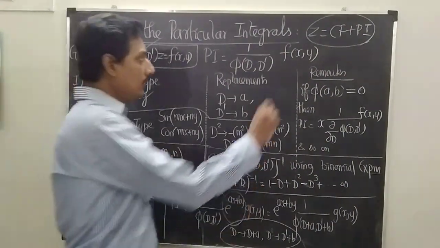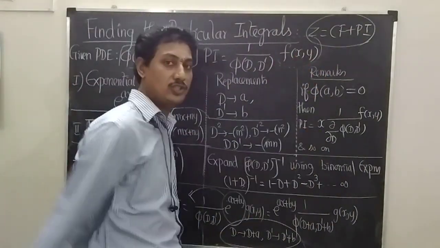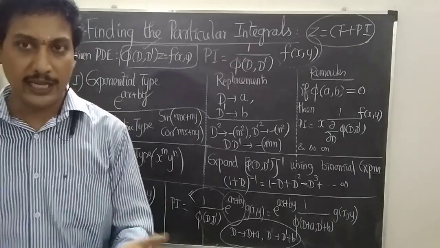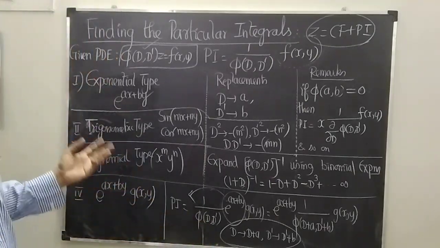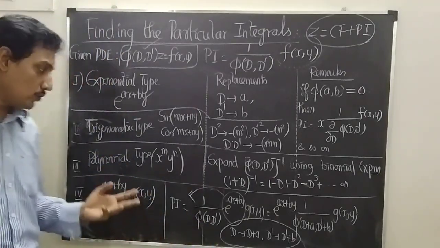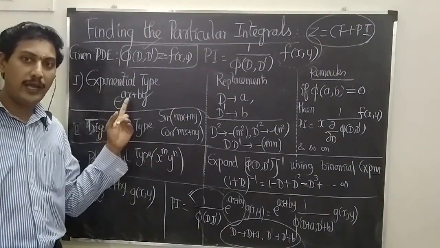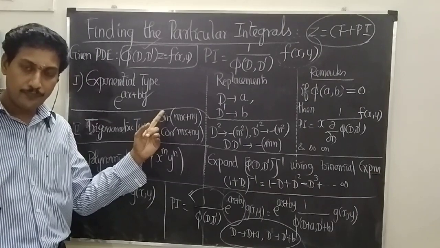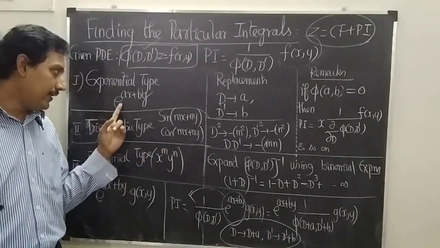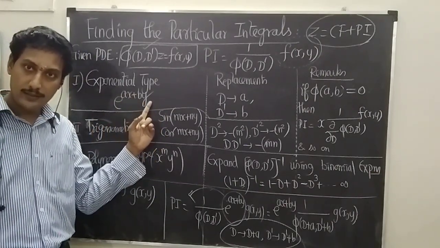Now it depends upon the type of the right hand side function. There are 4 different types. The first 3 are the standard types. So the first one is the exponential type. What's the exponential type? e to the power ax plus by. Let me repeat this, e to the power ax plus by.